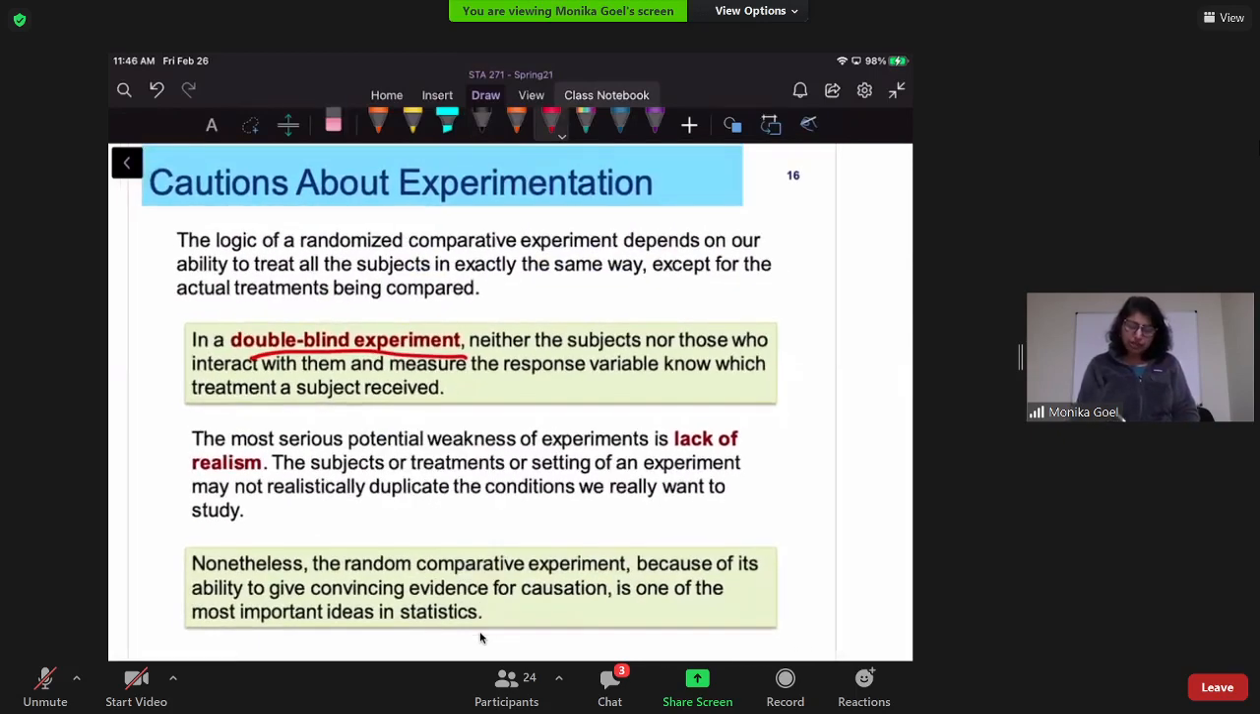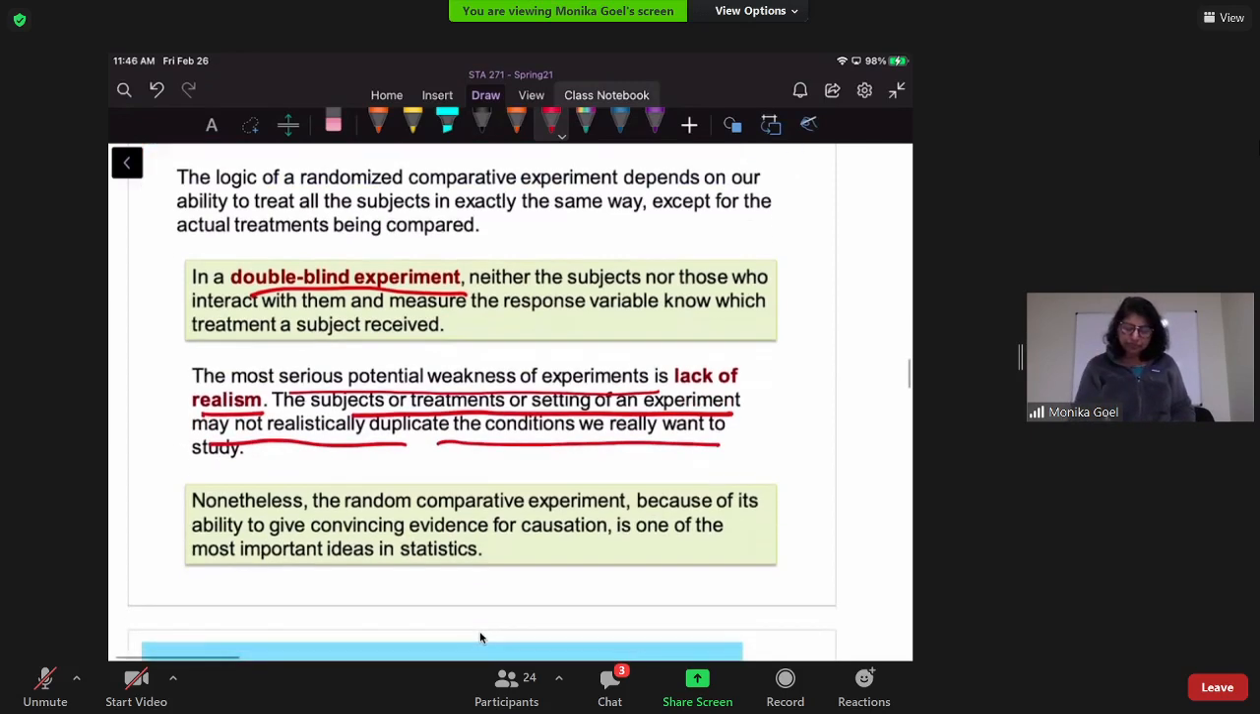So one more thing, the most serious potential weakness of an experiment is lack of realism. You are doing the experiment, but the subjects, the treatment, or the setting of an experiment may not realistically duplicate the condition that we really want to study. So that brings lack of realism, and our experimental design may not be very accurate at that time.